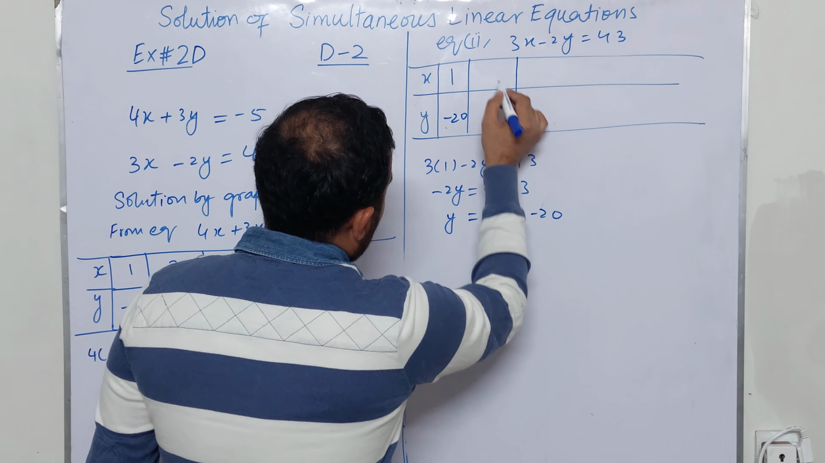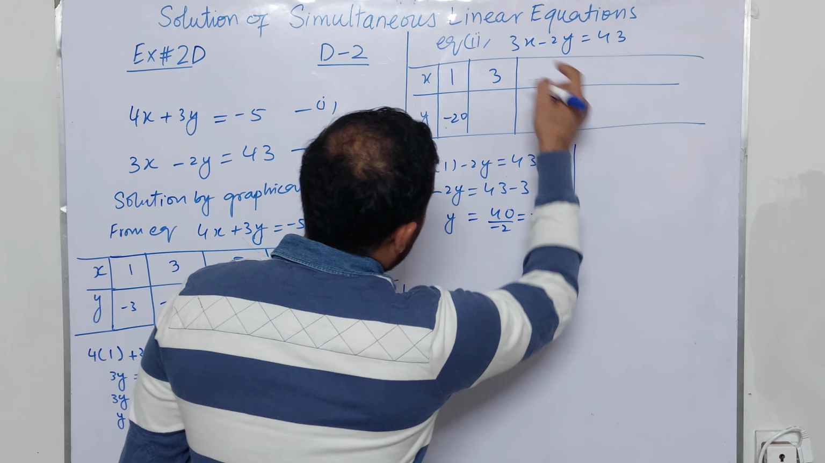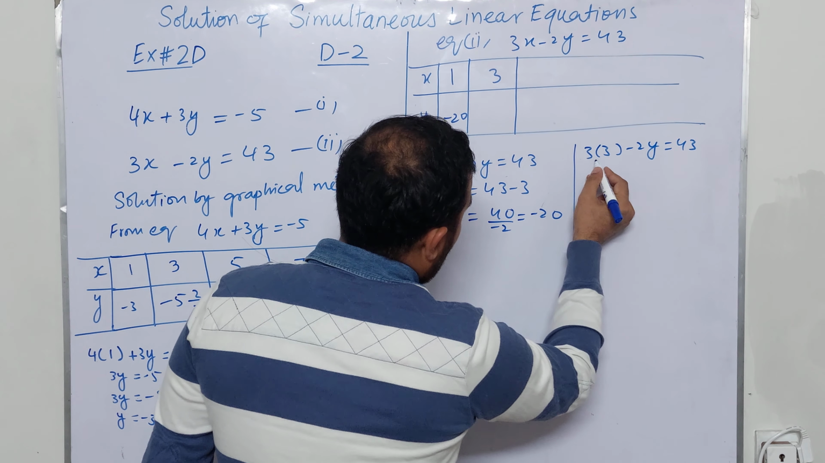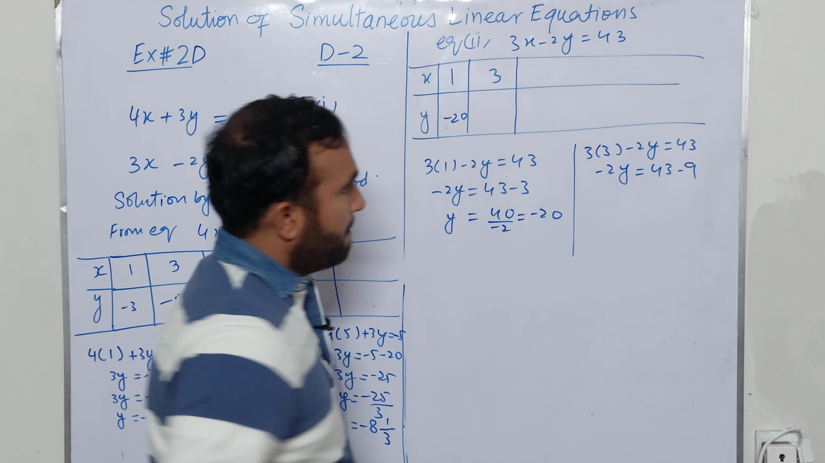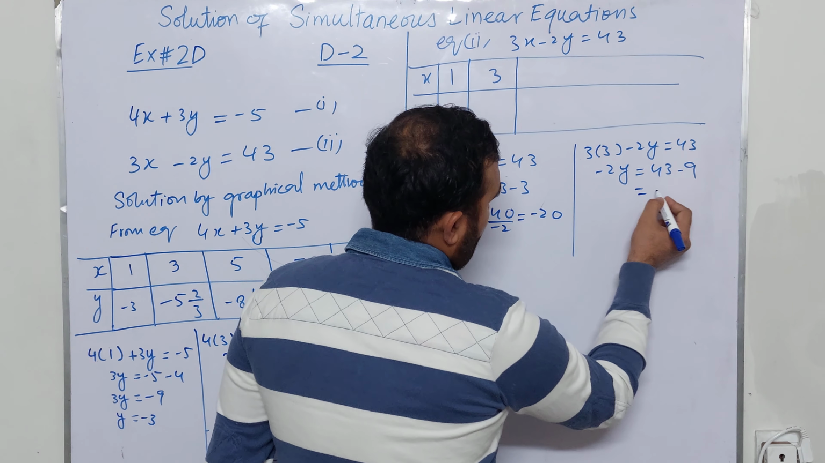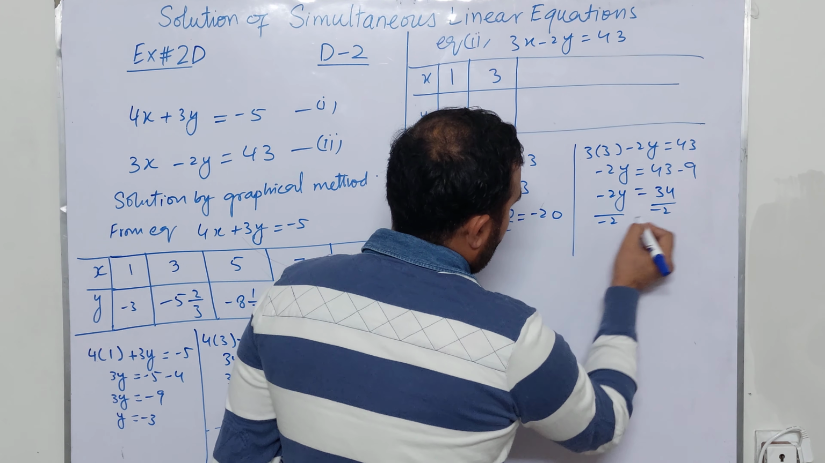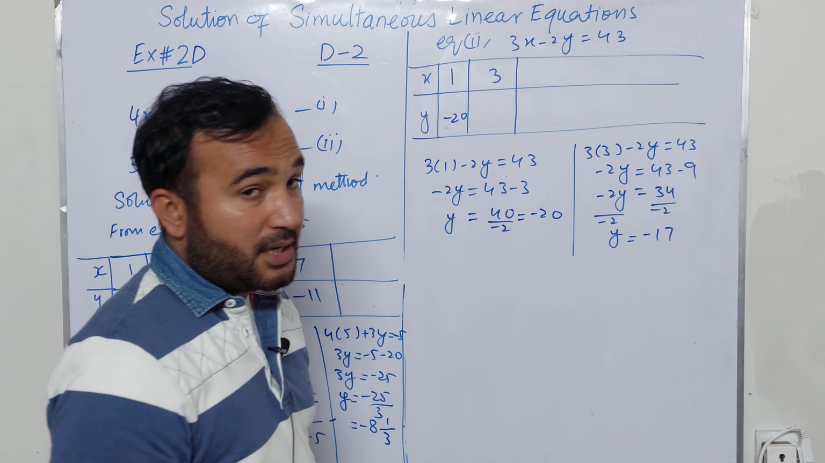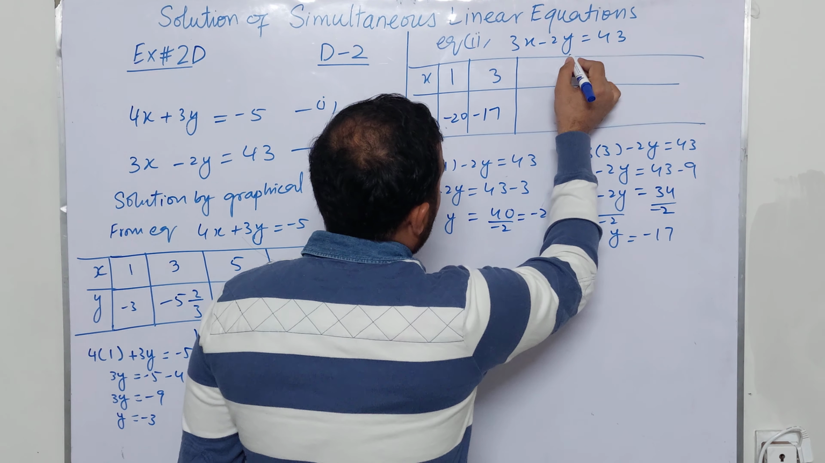Okay, if you put the next value of x as 3, it will be 3 times 3 minus 2y is equal to 43. So 9, shift this 9 to the other side, so minus 2y is equal to 43 minus 9, and now 43 minus 9 is equal to 34, divided by minus 2, so we got y is equal to minus 17. If you divide 34 by minus 2, you will get minus 17.